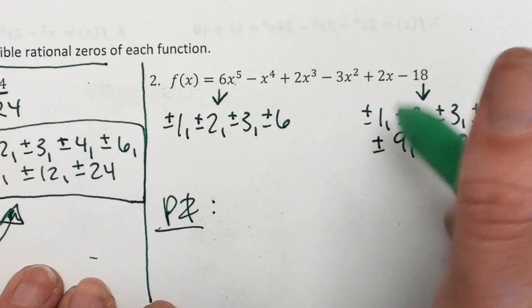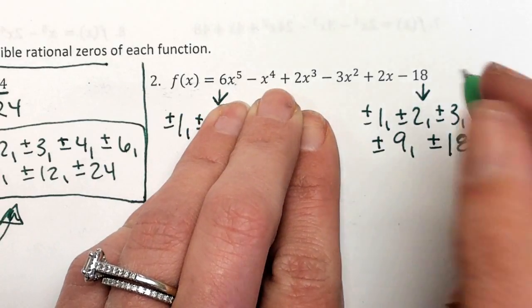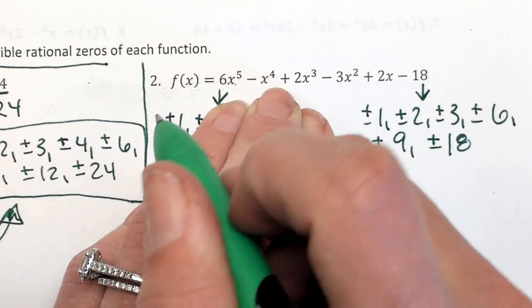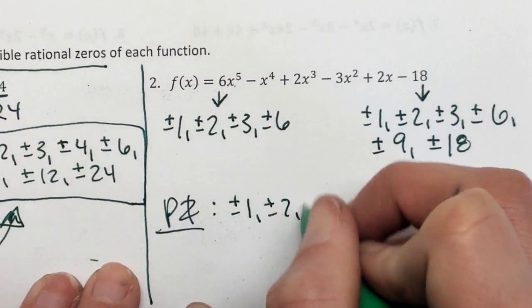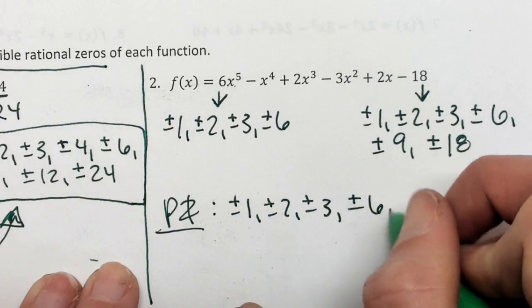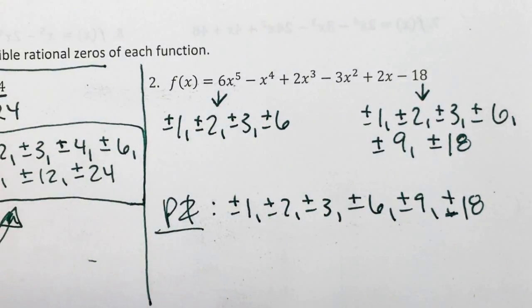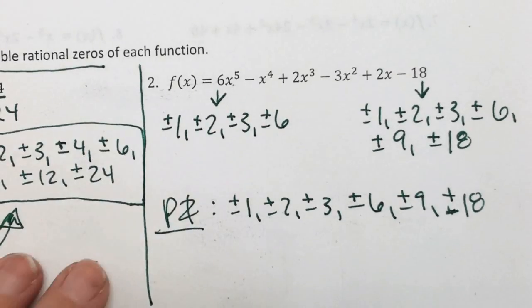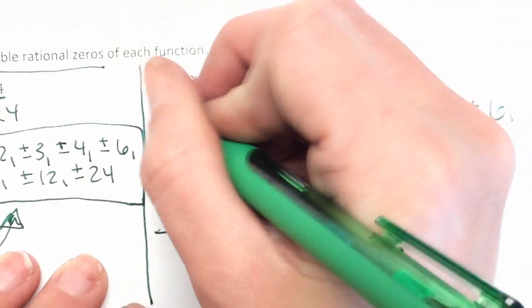So let's start with 1, and I'm going to cover up all of these except for the number 1. So all of these over 1 would just be what? Themselves. So let's rewrite them. Plus or minus 1, 2, 3, 6, 9, and 18. You could write plus or minus, then all of it in parentheses. Okay. So what we just did was put all of these numbers over 1. We can cross it out.